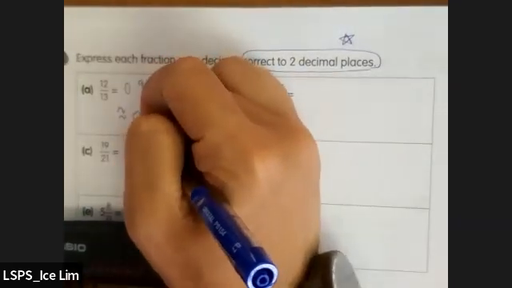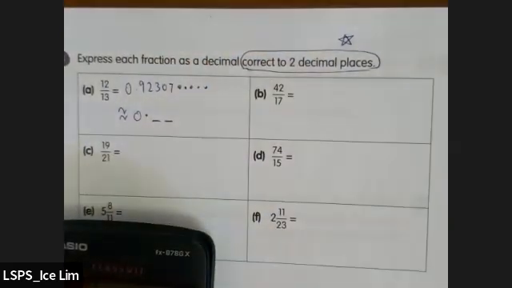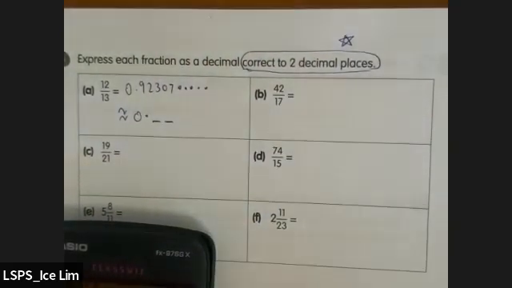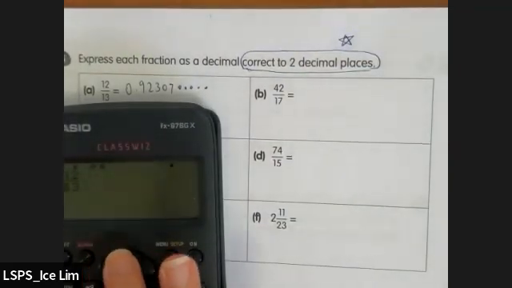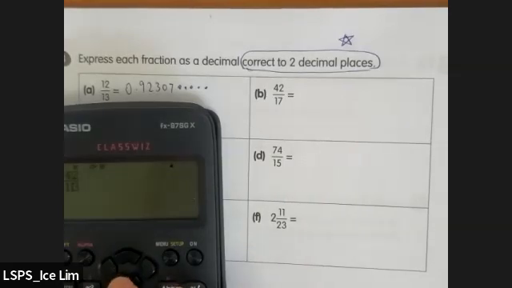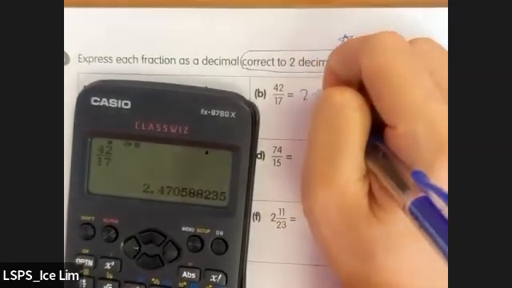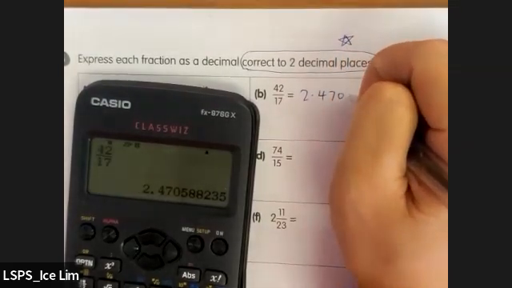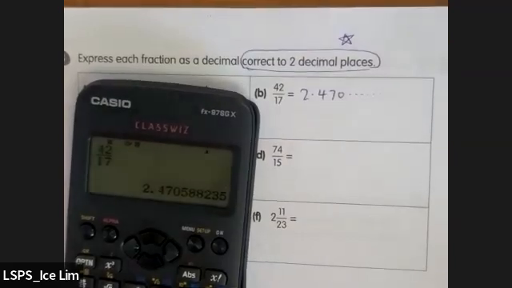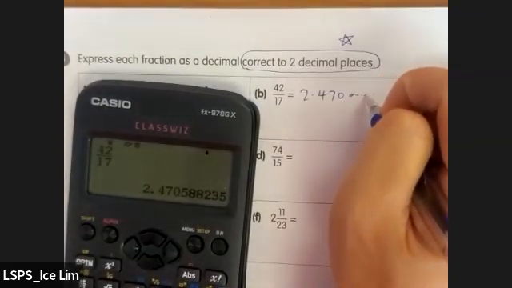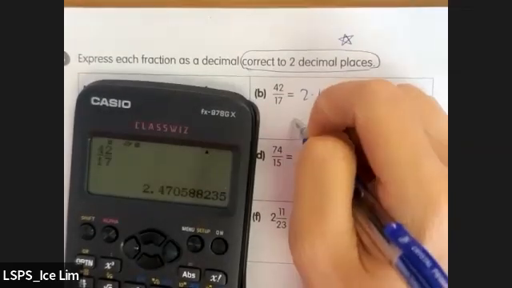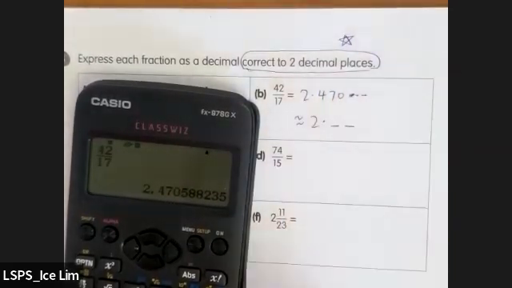So I need to correct to 2 decimal places. I make sure there are 2 spaces for it. Okay, same for the other one. So 42, and then the denominator is 17. 42 over 17. I get a fraction and I change it to a decimal. I will get 2.470 and, okay, it goes on and on. Okay, and then I round off to 2 decimal places.